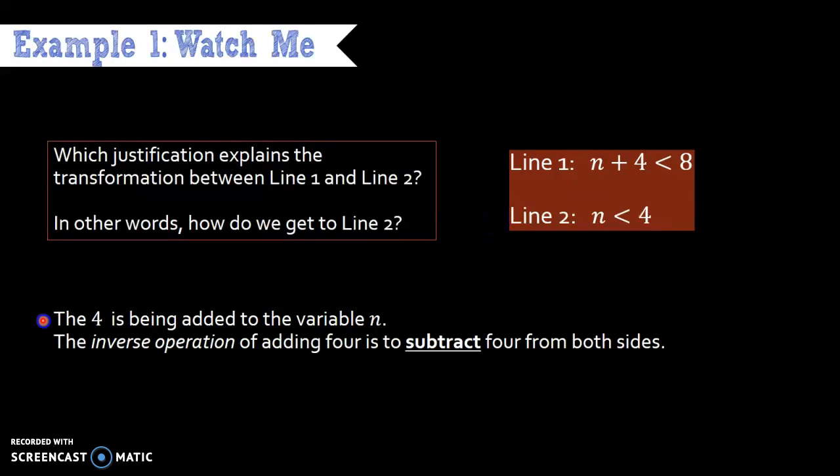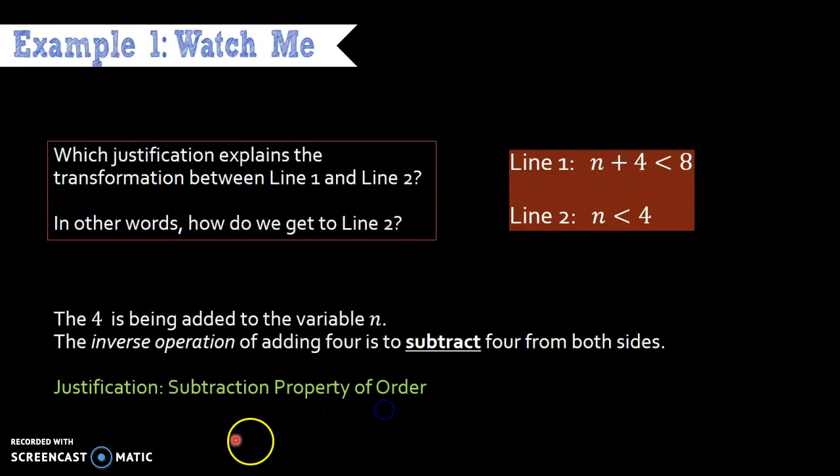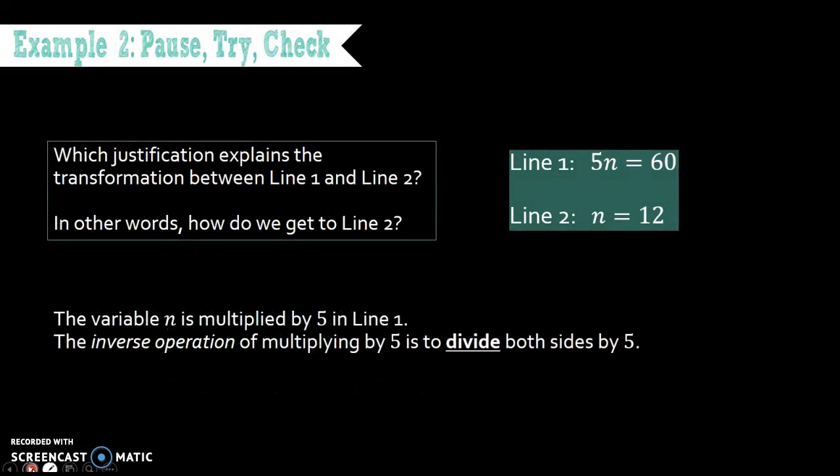The 4 was being added to n at the beginning, so the inverse operation would be to subtract 4 from both sides. So my justification was the subtraction property of order, because this is an inequality, so that makes it a property of order. We subtracted 4 on both sides to get to our step, and it's an inequality, so we call it the property of order. Go ahead and pause, try this one, and then we'll check it together.